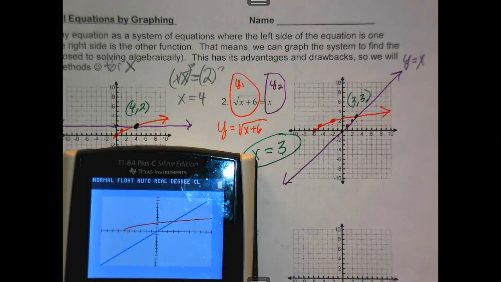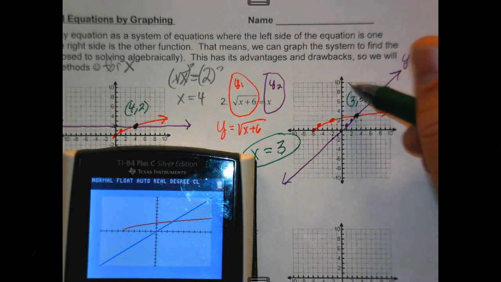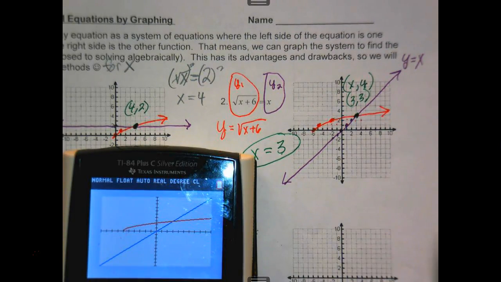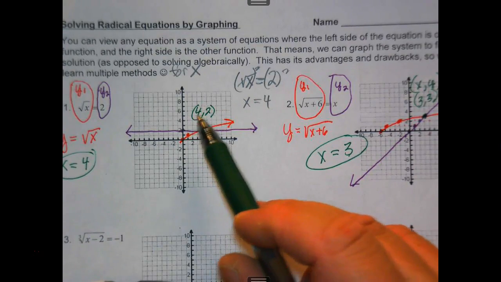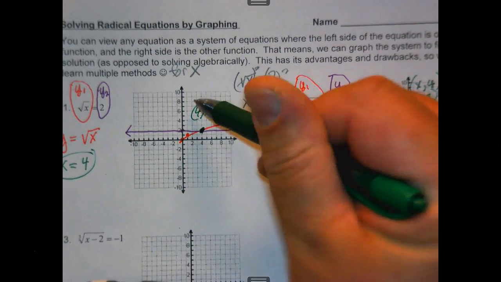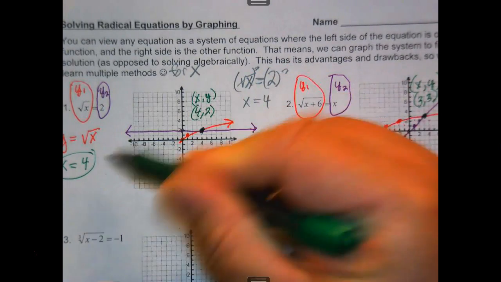Well, that intersection point, they intersect at the point (3, 3). No, I'm using the x coordinate. Remember, it's x comma y. I'm using the x coordinate. This intersection was (4, 2), so I'm using the x coordinate as my solution.